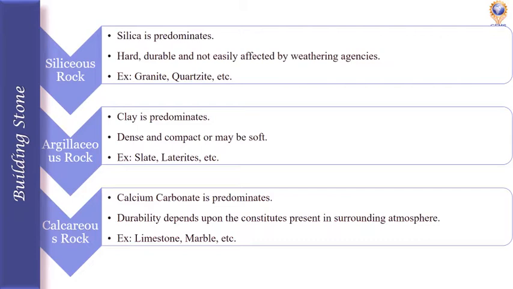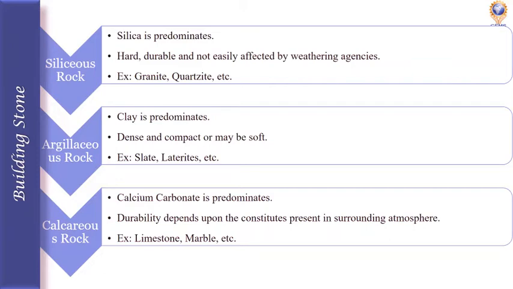Calcareous rock. Rocks in which calcium carbonate is the major ingredient are known as calcareous rocks. These are generally hard, but the durability depends on the surrounding constituents, which may react with the calcium and affect the durability of the rock.